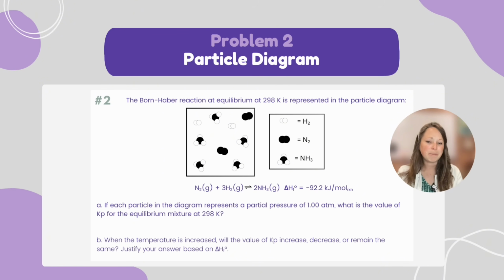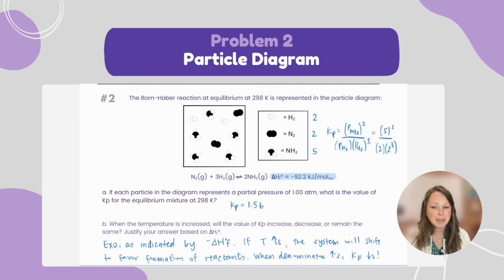And then part B, when the temperature is increased, will the value of Kp increase, decrease, or remain the same? So then what I'm going to do, this is a Le Chatelier's problem. I'm going to look at that delta H of formation. I see that it's exothermic, so that means heat is being released as a product. When the temperature is increasing, I am adding heat as a product. Therefore, I'm going to favor the reverse reaction. So when I think about my Kp expression, if I'm favoring the reverse reaction, I'm increasing the pressure of those reactants in my denominator. When I do that, Kp decreases.